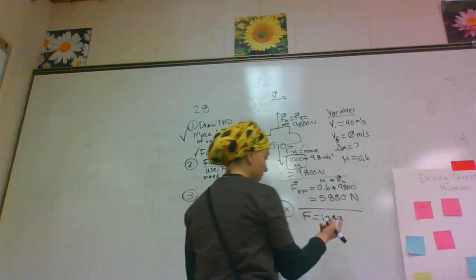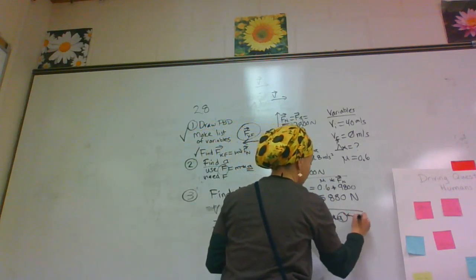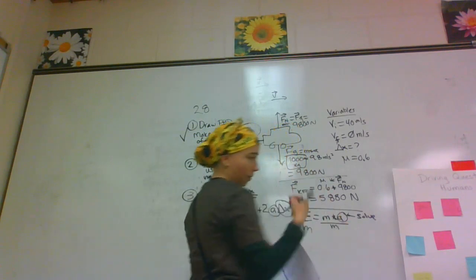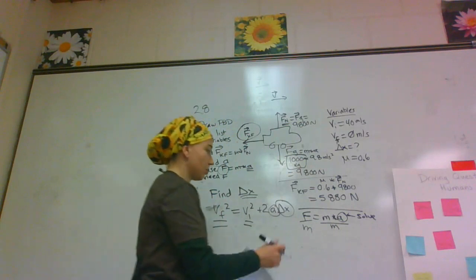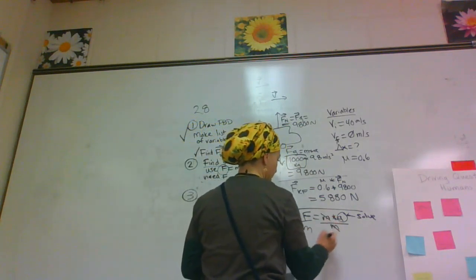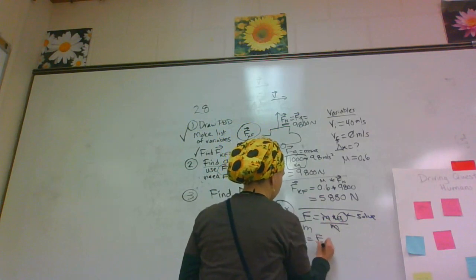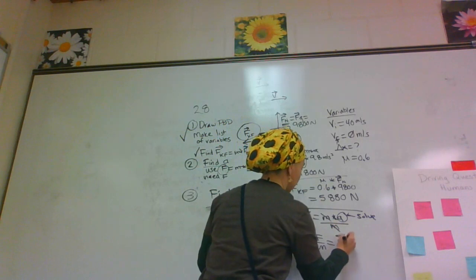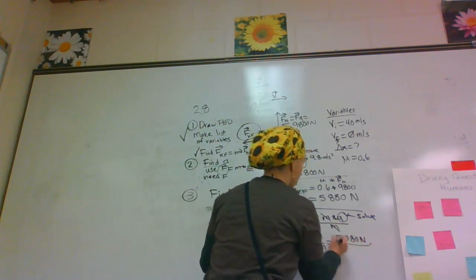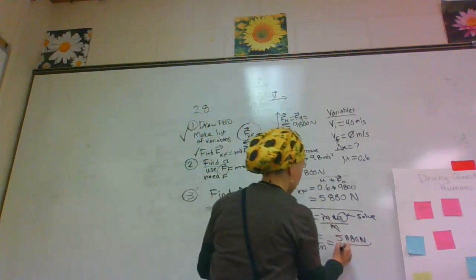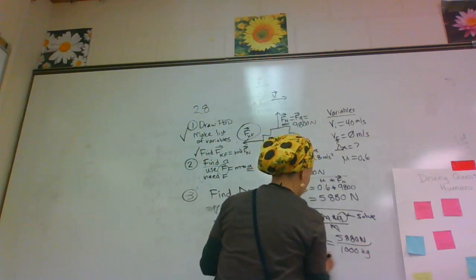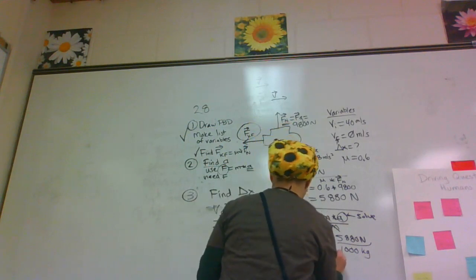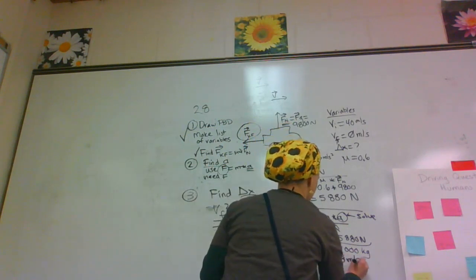So algebraically, to solve this equation for A, I would need to divide both sides by m, because m and A are connected by multiplication. I have to do the opposite math to get rid of m from the side. And so I find that A equals F divided by m. F I'm going to get from right here. My force due to kinetic friction is 5,880 newtons, and my mass from the problem is 1,000 kilograms. And when I do the math, I find that my acceleration is 5.88 meters per second squared.